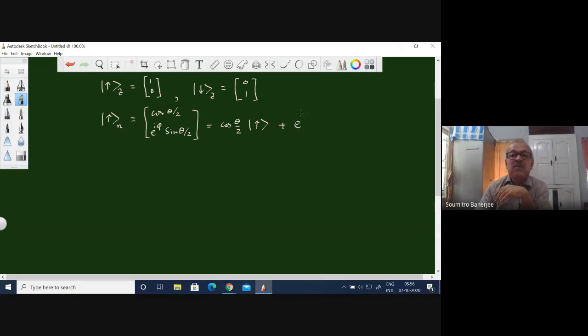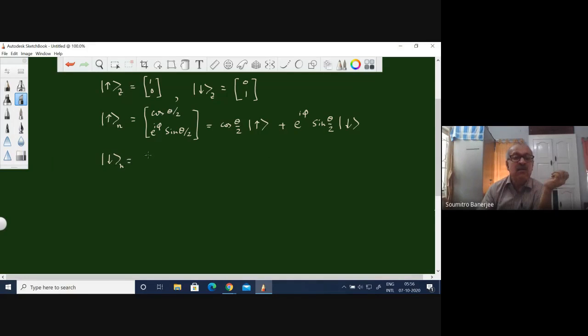Plus e to the power I phi sine theta by 2 down z. Okay. So this is the situation. I have some state given in that form, and I want to express it in this basis. So now I also need to write the down one.